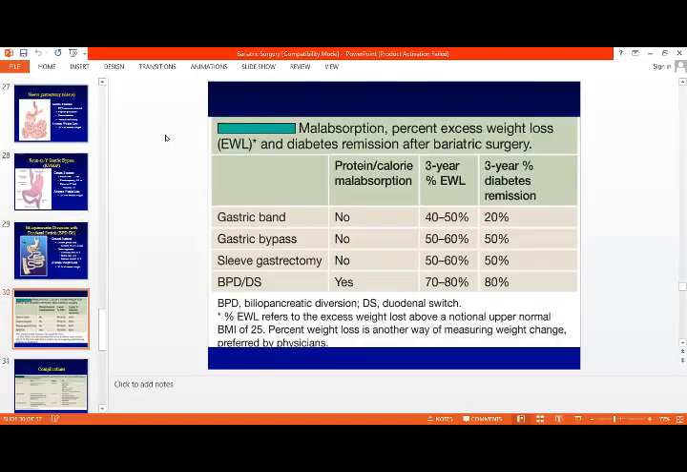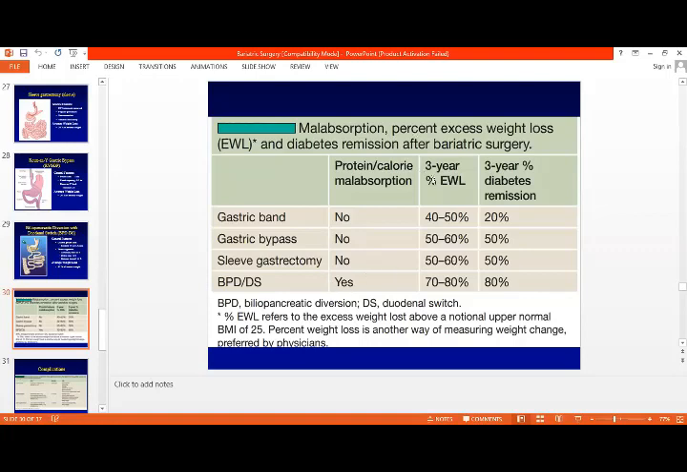So if we compare these four procedures in terms of malabsorption, protein and calorie malabsorption, excess weight loss after 3 years, and effect on the diabetes after 3 years. So gastric band has got no malabsorption. Gastric bypass has got no malabsorption because these are restrictive procedures. Sleeve gastrectomy is also kind of a restrictive procedure, so no protein calorie malabsorption. But this biliopancreatic diversion has got a lot of protein calorie malabsorption.